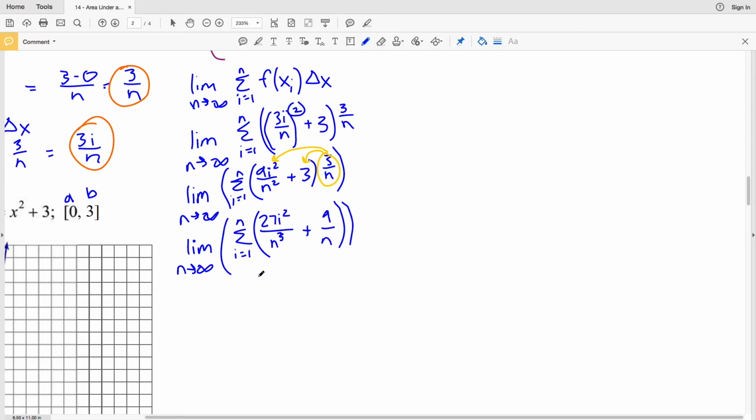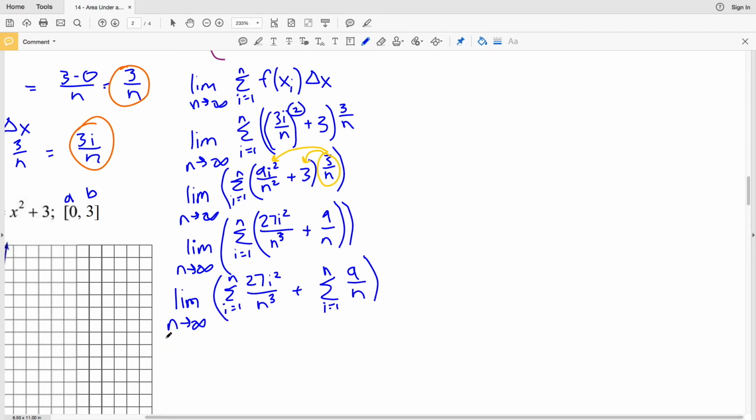Now I'll separate my summations. So I'll have the limit as n approaches infinity of my first summation, the summation of i equals 1 to n of 27i squared over n cubed. And I'm going to add that to the summation from i equals 1 to n of 9 over n.